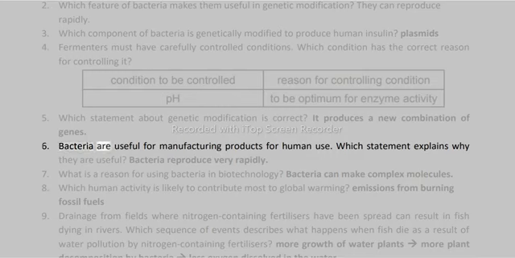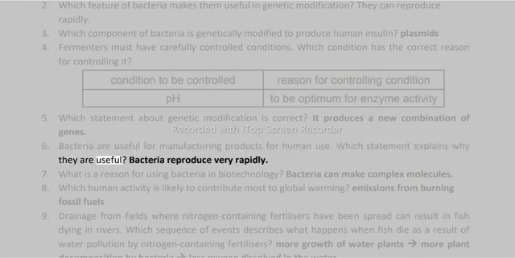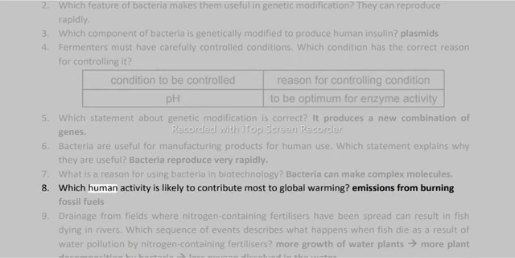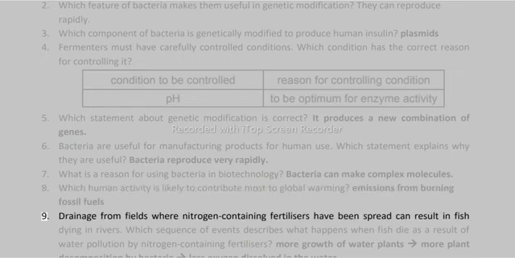6. Bacteria are useful for manufacturing products for human use. Which statement explains why they are useful? Bacteria reproduce very rapidly. 7. What is a reason for using bacteria in biotechnology? Bacteria can make complex molecules. 8. Which human activity is likely to contribute most to global warming? Emissions from burning fossil fuels.